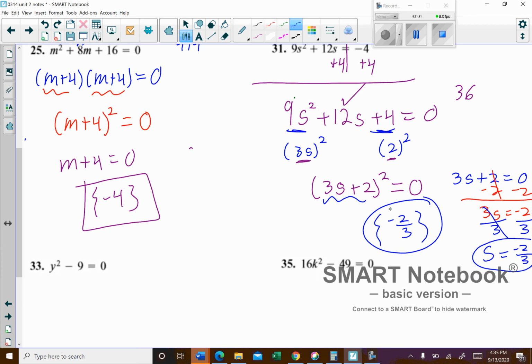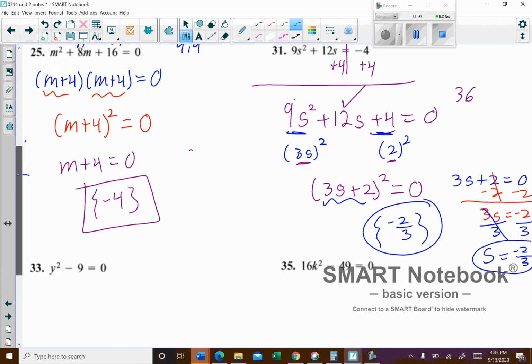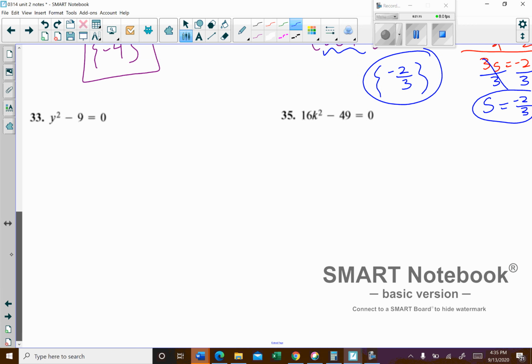Okay, so now we looked at perfect square trinomials. Now we are actually going to look at difference of two squares. These are a little bit easier in my opinion. So right here, this is y squared, and I can write this as minus 3 squared. So I have the difference of two squares.